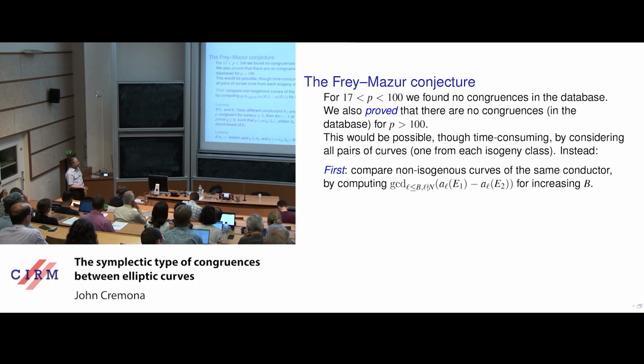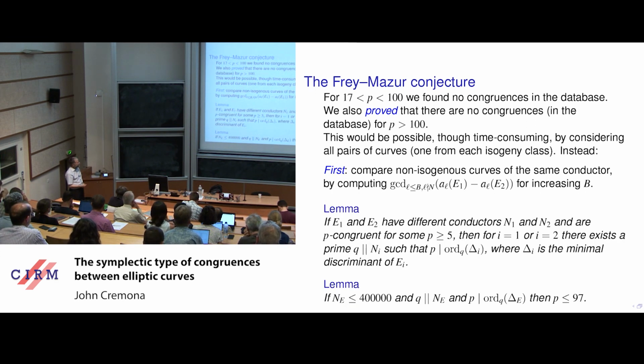For curves of different conductors, Nuno came up with this lemma based on some results of Krauss again. It says the following: if you have a mod P congruence where P is at least 5, and you have different conductors, then one way around or the other, you can order the conductors in such a way that, let's say for the curve I, there is a prime of multiplicative reduction, a prime dividing the conductor exactly once, such that the exponent of the minimal discriminant at that prime is divisible by P.